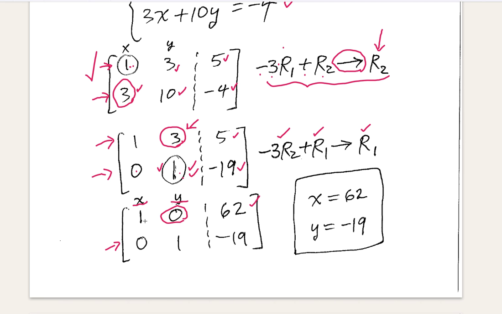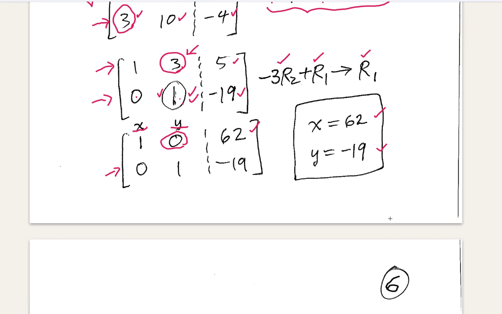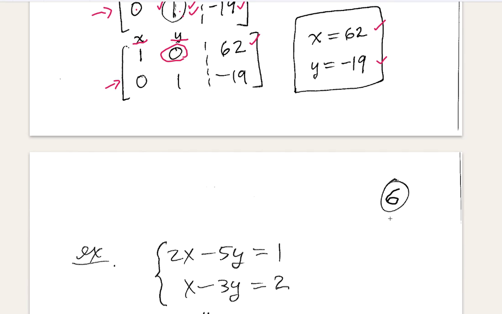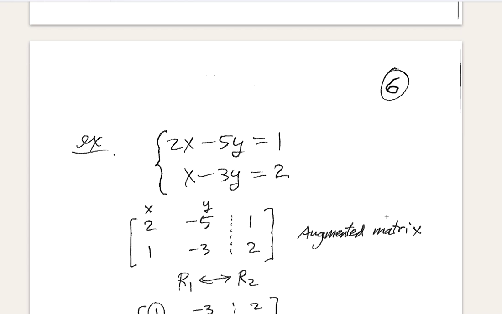What is the first row saying? 1x plus 0y is 62, or better, x is 62, and the second row, y is -19. We have a solution. Okay, so that's how we would use Gaussian elimination on that one, or a way to do it.